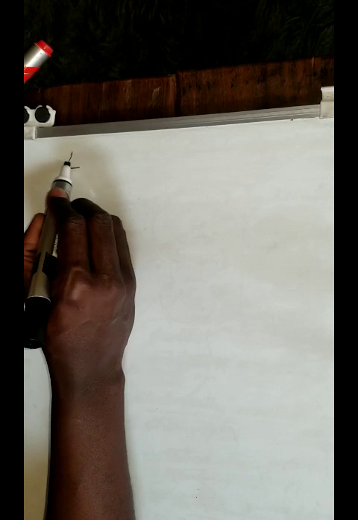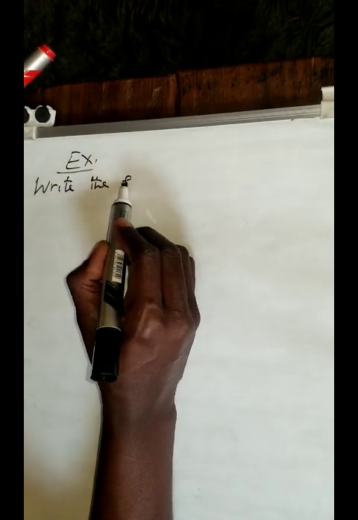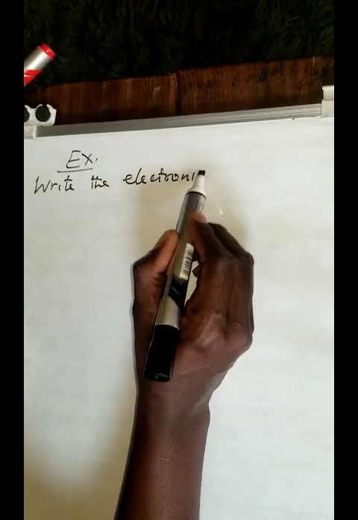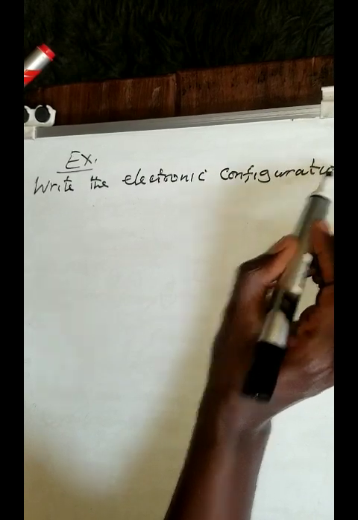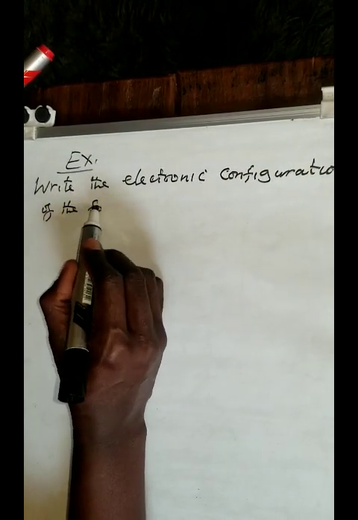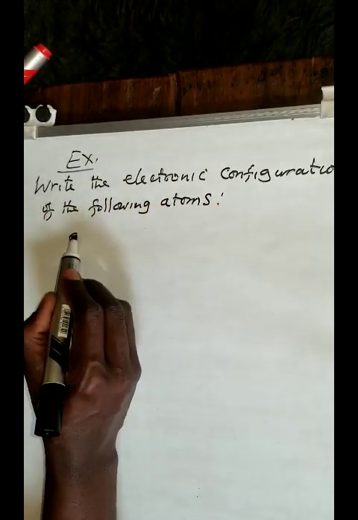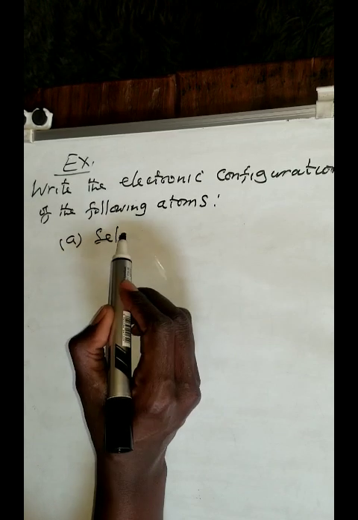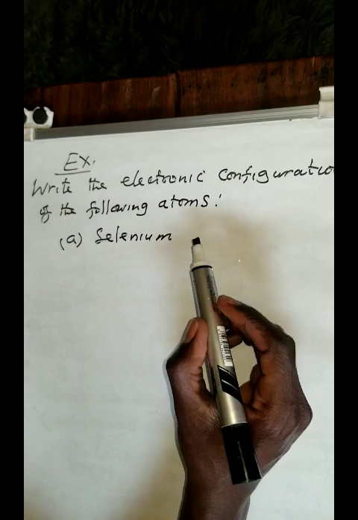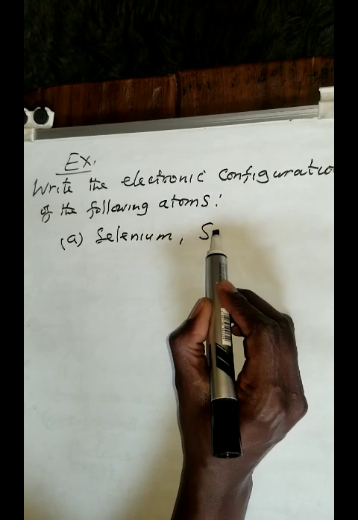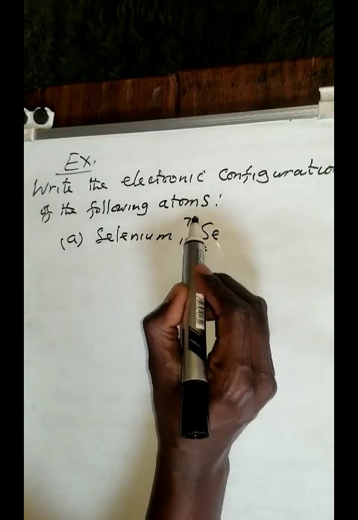For example, they tell us to write the electronic configuration of the following atoms. A, they give you selenium, a very common one. Selenium is an element found on the periodic table, and it has the symbol capital S and small e, and it has proton number 34 and nucleon number 79.